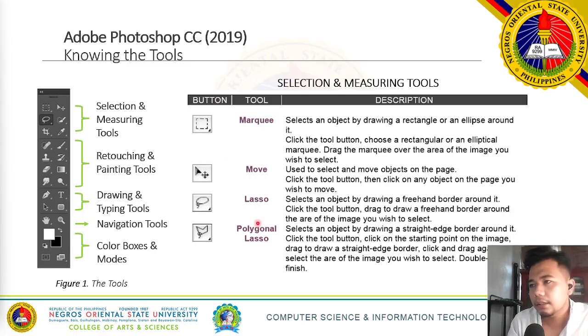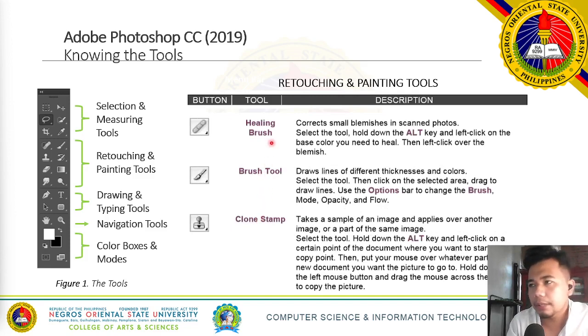Next, Healing Brush tool. Correct small blemishes in scanned photos. Select the tool, hold down the Alt key and left click on the base color you need to heal, then left click over to the blemish.